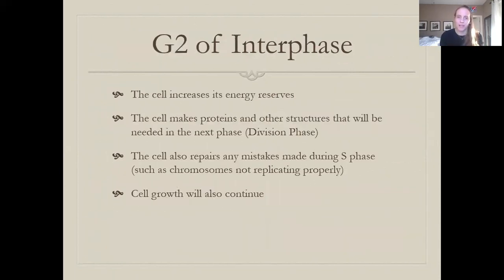After the chromosomes replicate, we then move into G2 of interphase. This is where the energy reserves of the cell increase. So it's going to, again, make more ATP. It's going to start storing more glucose. The cell is also going to make proteins and any other structures that it's going to need for division. And it's going to look at any mistakes that might have happened during chromosome replication or DNA replication and try and fix those mistakes. There's also a little bit of growth that happens in this phase as well, though not as much as what happens in G1.